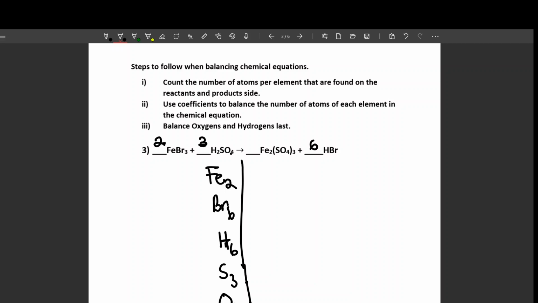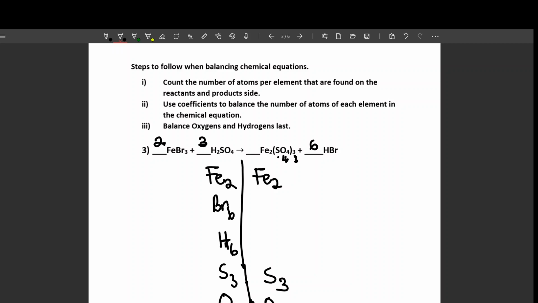Now let's look at the product side. At the product side, we see that we have no number here. That basically tells us that there's a 1 there. We can include it, but most people choose not to. So we have 2 iron. We have 1 sulfur, 1 times 3, so we have 3 sulfurs. We have 4 oxygens here, but we also have a 3 outside the brackets. 4 times 3 is 12. So we have 12 oxygens.